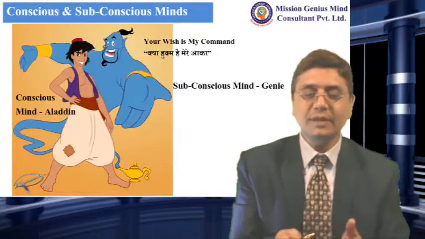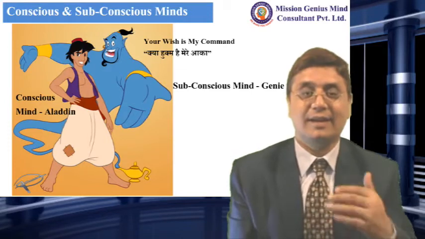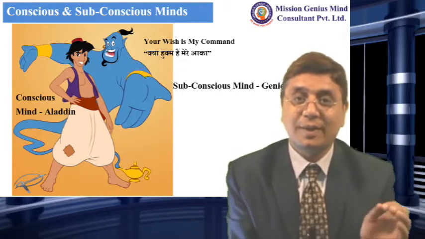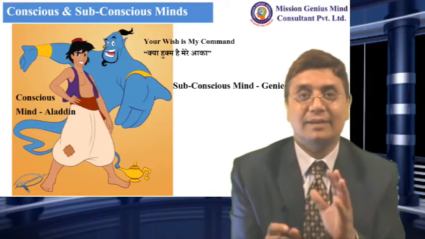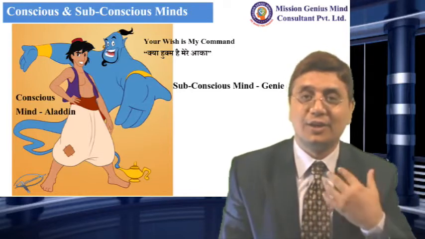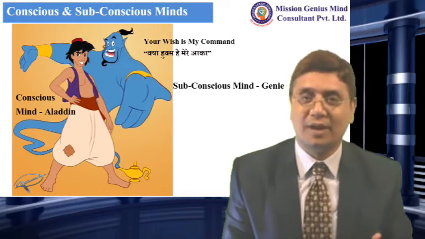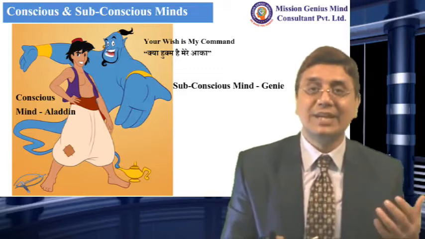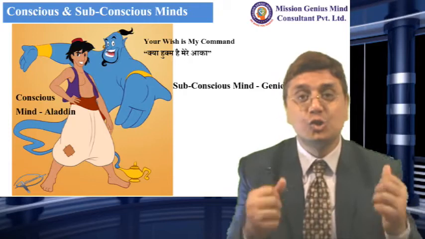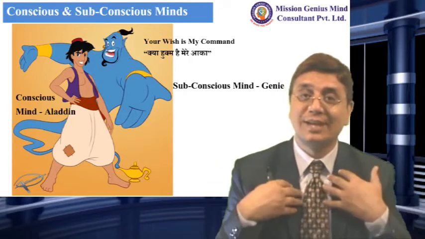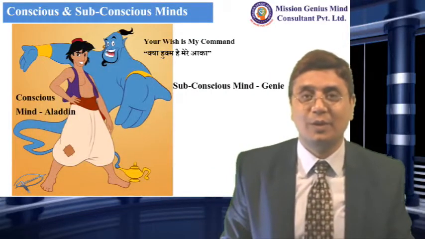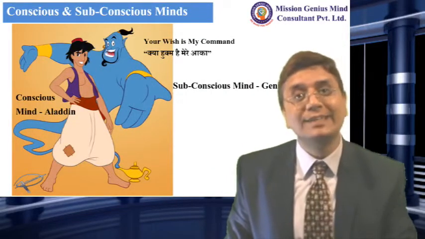Now take the example of Aladdin and the genie. The conscious mind is like Aladdin, and the subconscious mind is like the genie, which is always standing there saying, okay, your wish is my command. Every moment it is ready to serve you, and it is so powerful. It says, give me something, tell me something to do. It is always in a waiting state.